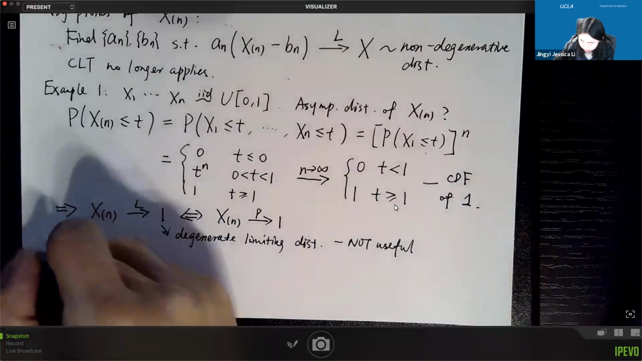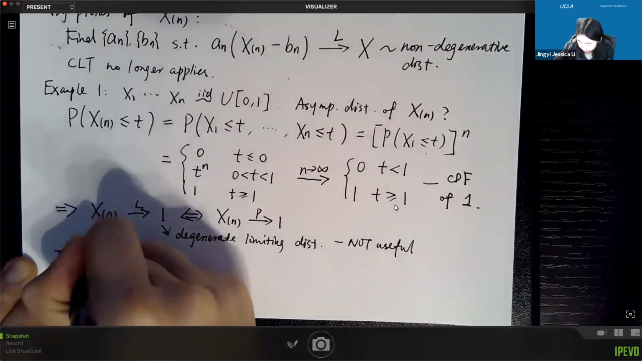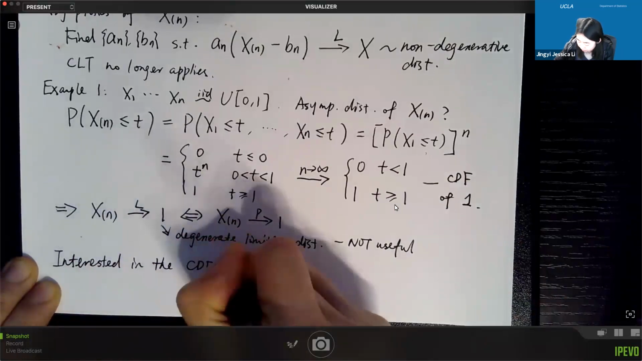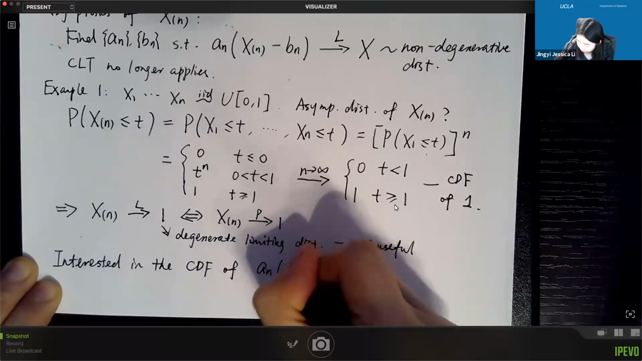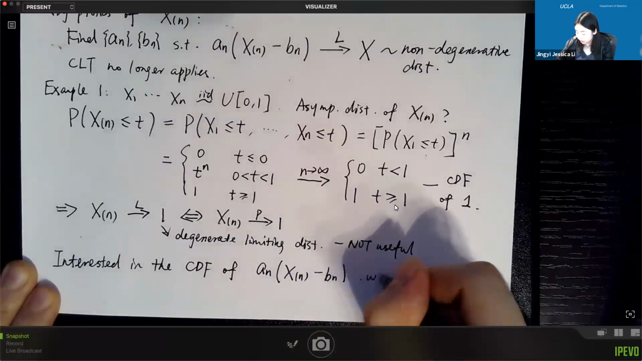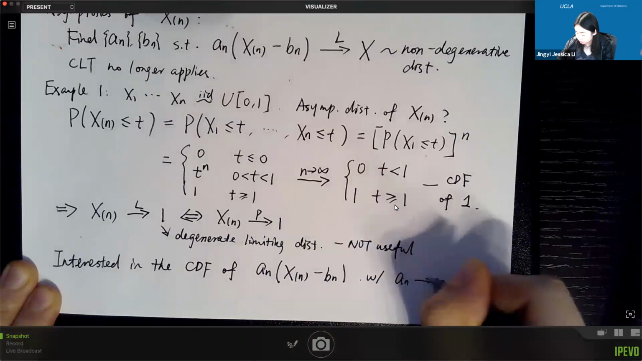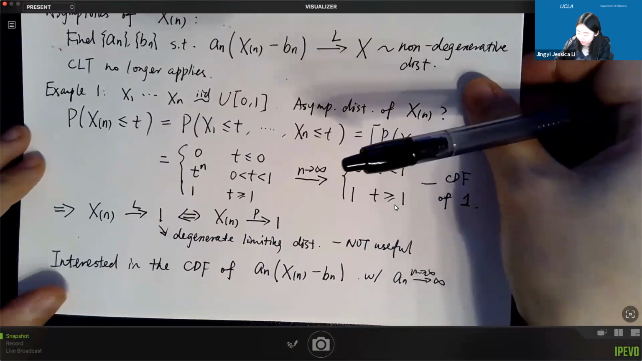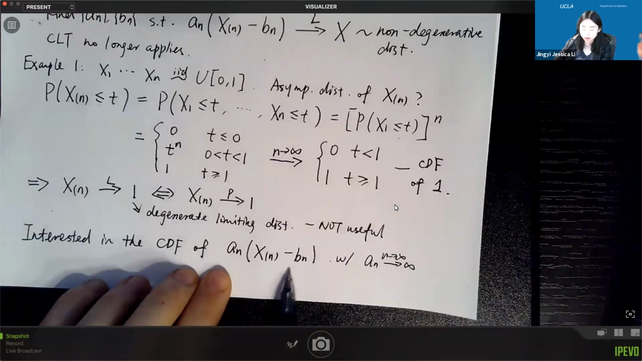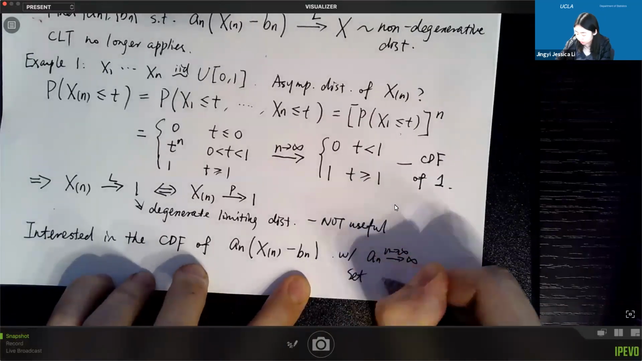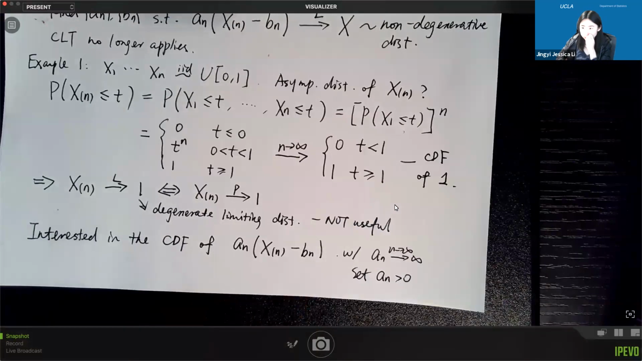So now we change our perspective, and we are interested in the CDF of this, An Xn minus Bn. And we know that An diverges as n goes to infinity. This is something we know for sure. Okay, so let's do the derivation again. Because An and Bn are of our choice, we can set An to be positive. That will make things a lot easier for us, so we don't need to worry about the sign.